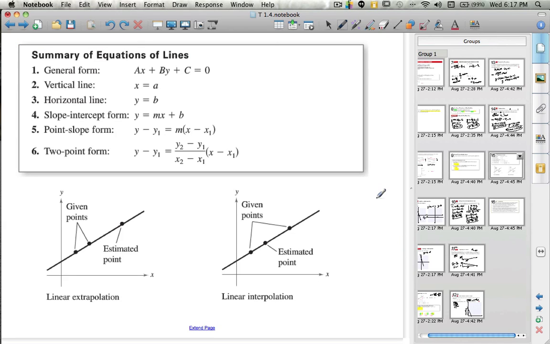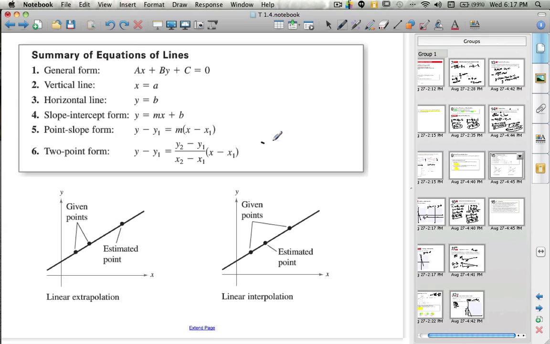So just a quick summary of things we've talked about. We've got standard form or general form of a linear equation. We've got the form of a vertical line, x is equal to a, some number. The horizontal line, y is equal to b. It's called b because it would be the y-intercept in that case. We have slope-intercept form where m is slope and b is the y-intercept. We have point-slope form, y minus y1 equals m times x minus x1. And we have 2-point form.